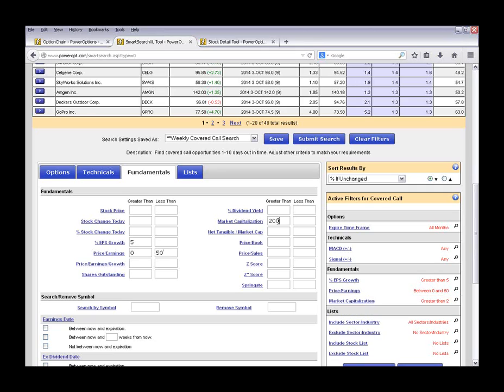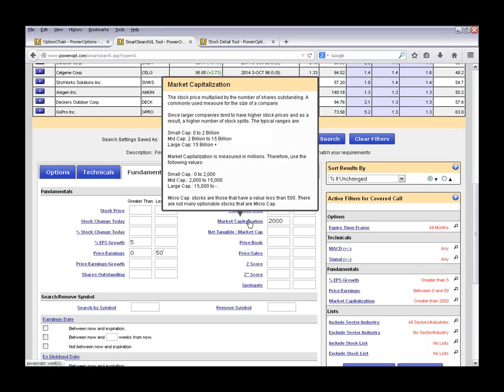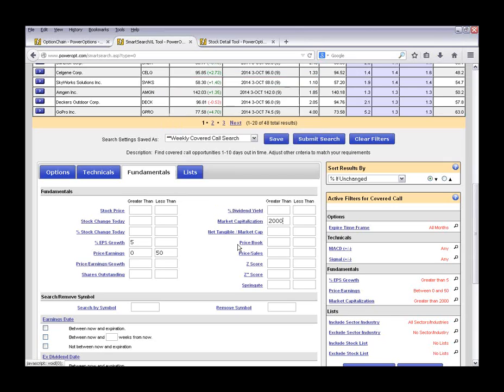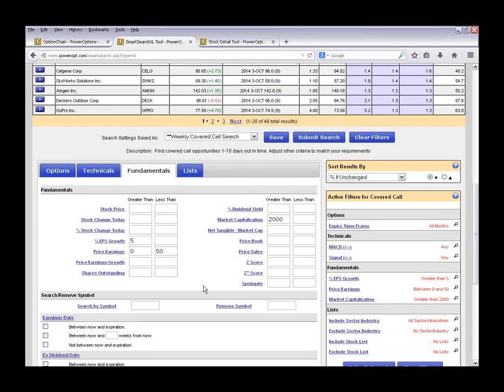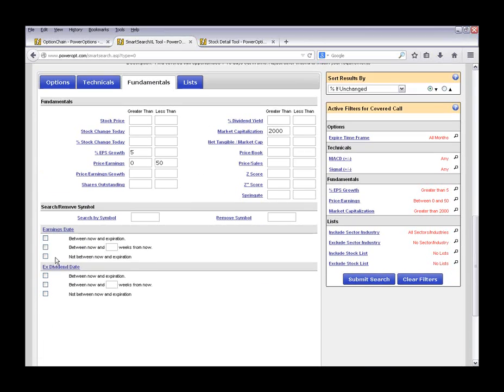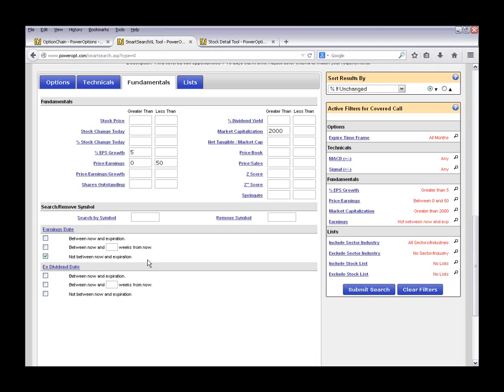I prefer to look for mid to large cap stocks, and you can hover directly over that criteria, and it'll show you what the ranges are that are considered for a mid to large cap stock position. This is actually measured in millions, so if I want to see mid-cap stocks, I want to look for greater than 2,000. So go ahead and plug that in as well. Also under the fundamental screen, I want to avoid stocks that have an earnings date between now and expiration.